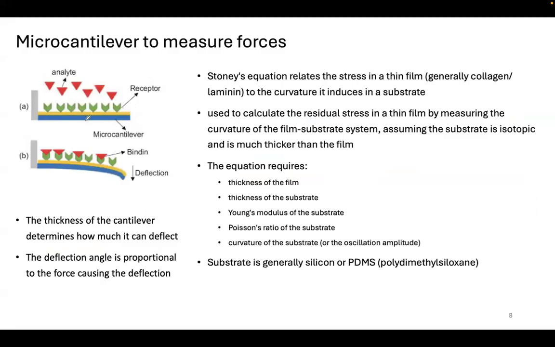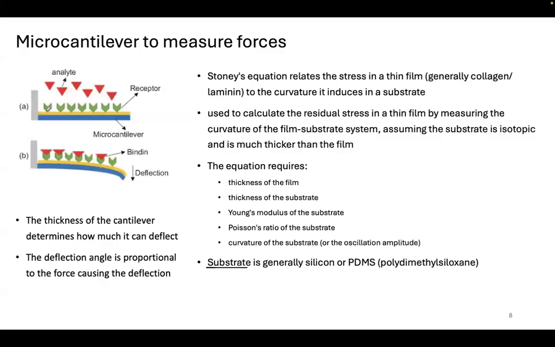So we'll come to it, but think of it as this blue thing, the broader thing, which is labeled as the micro cantilever. That's the main substrate, which is generally made of silicon or PDMS, which is polydimethyl siloxane. Just remember these names. These are silica-based components, because they have the right range of flexibility that helps in these measurements.